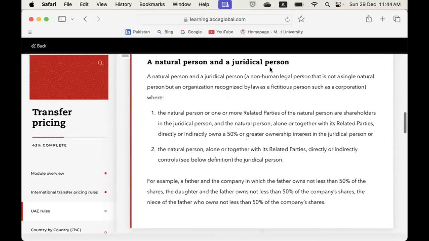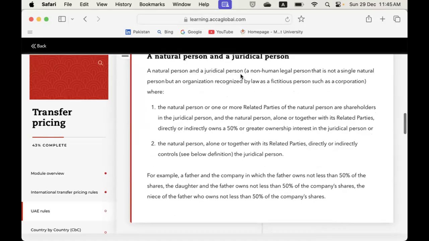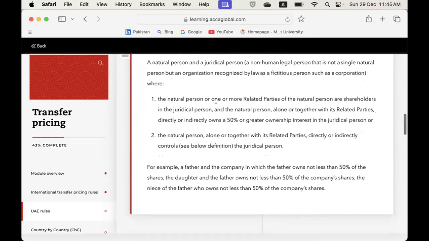A natural person and a juridical person. Now, the previous provision was between two natural persons. Related parties can be one natural person and a company also, a legal person. A juridical person is a non-human legal person, not a single natural person but an organization recognized by law, where the natural person or one or more related parties of the natural person are shareholders in that juridical person, and the natural person along with those related parties directly or indirectly own a 50% or greater ownership interest in the juridical person.